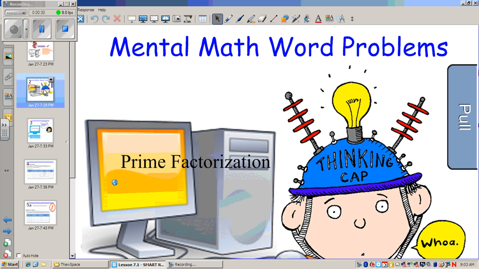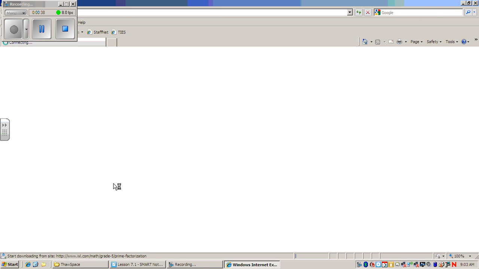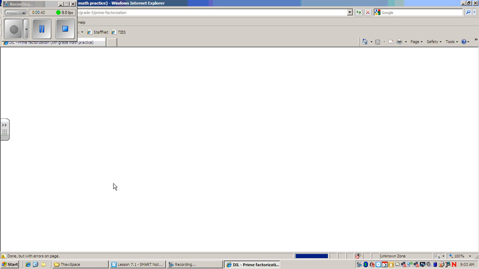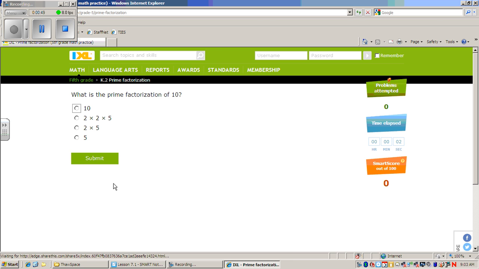Mental math word problems. Prime factorization. Now, you've heard of that before, so let's take a little review. Prime factorization means when you're using the tree, as in 9 times 3, and we break that down into the smallest it can go. What is the prime factorization of 10?